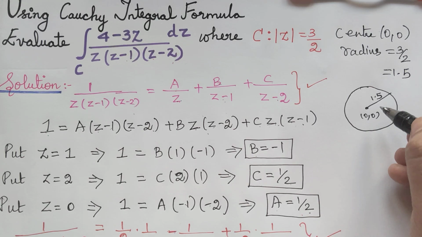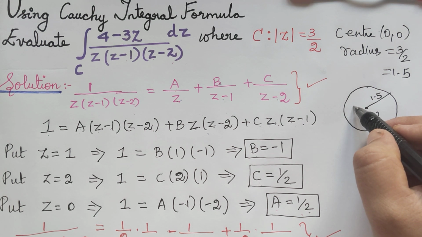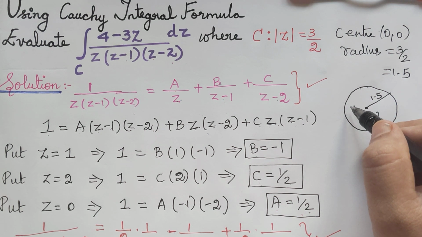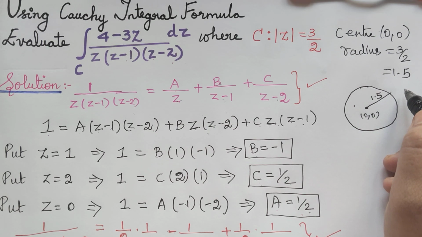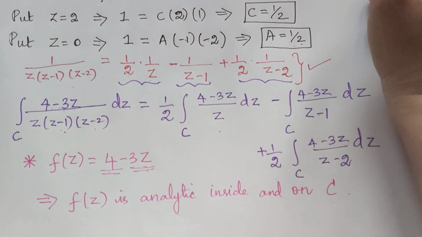Now we have to check whether for each of the integrals z naught lies inside or outside this circle. If it lies inside the circle, we apply the Cauchy integral formula. If it lies outside the circle, by Cauchy's theorem, that integral becomes 0. So let us check for each of the integrals.